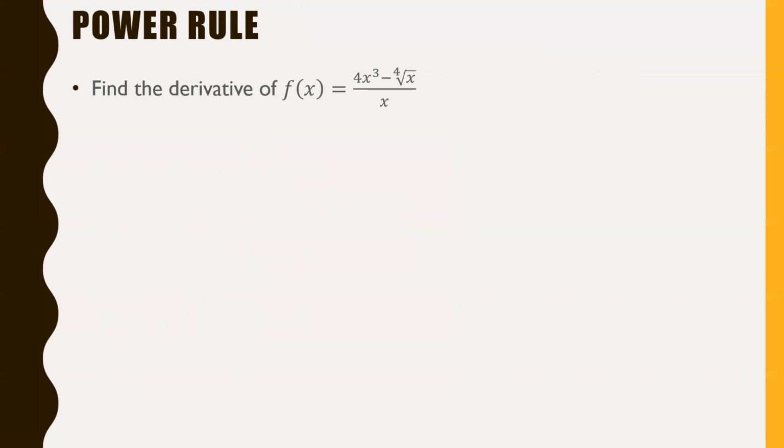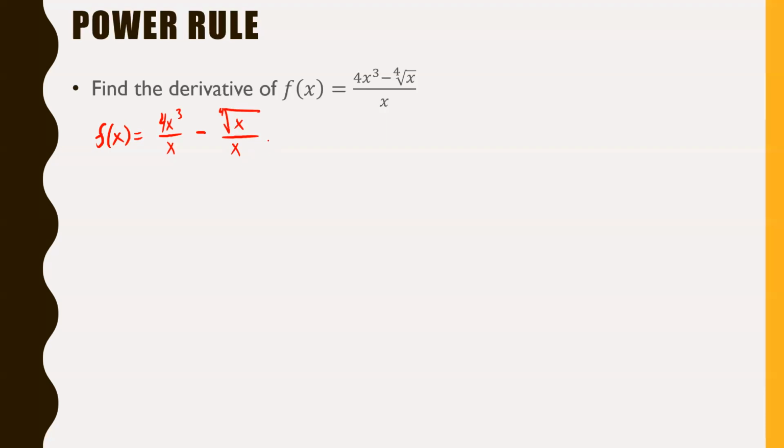We're going to have to see if we can take this fraction and break it apart into a couple pieces. Because as we've learned with the power rule, we can take the derivative of something that is just a bunch of things added or subtracted together. So what I mean by breaking this apart is, what if we wrote this instead as f of x equals, let's just break apart the top here. So it'd be 4x to the power of 3 over x minus the fourth root of x over x.